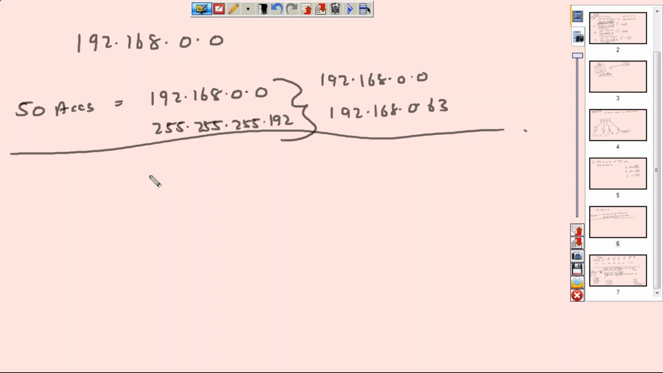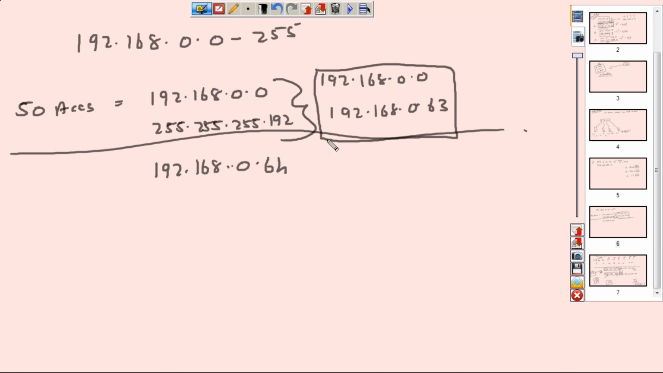100 PCs for marketing. No, no, no, no. What IP is left now? Our original network was 0 to 255, right? Out of which we have chopped off a little piece there. So what is left now? 192.168.0.64, because we have used up to 63, right? 64 to 255 is still left with us. The roll of cloth is still there, right? We have chopped off one piece. The balance of the roll is still there, right?